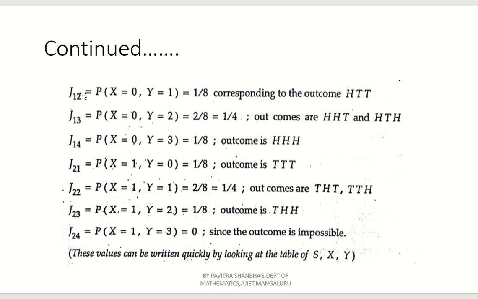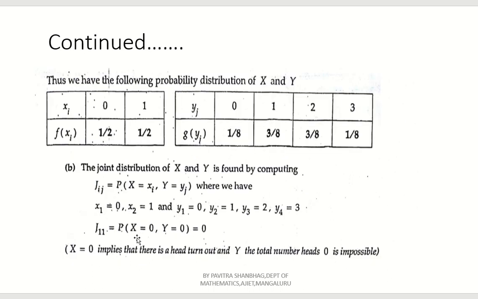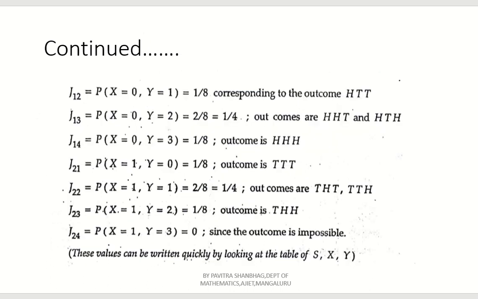What is J11? J11 means P of x0, y0. Here both are 0, right? Now, J12 is P of x0, y1, that is 1 by 8, corresponding to the outcome HTT, right? J13 is P of x0, y2, that is 2 by 8, which is nothing but 1 by 4. The outcomes are HHT and HTH. What is J14? 1 means x0, 4 means y3. So P of x0, y3 is 1 by 8, right?